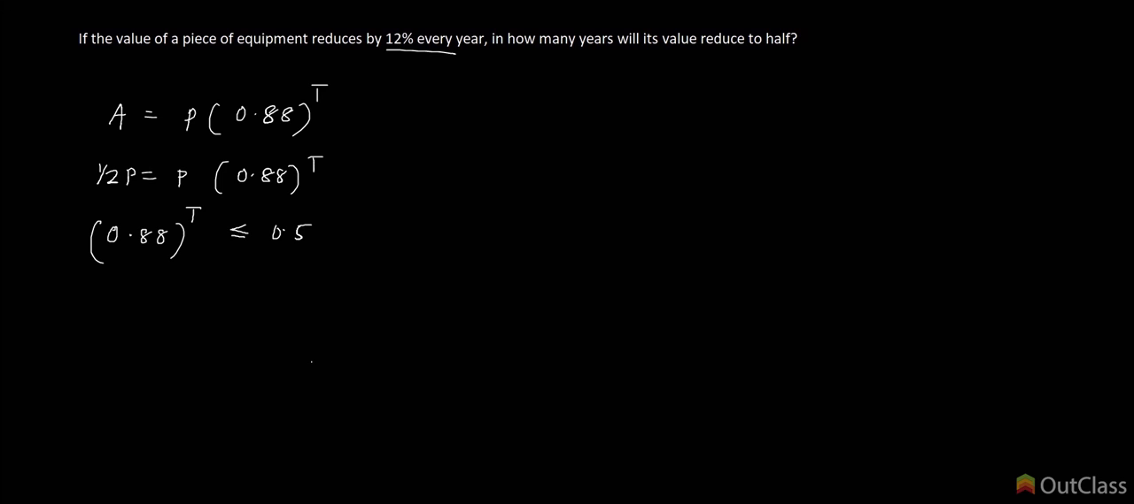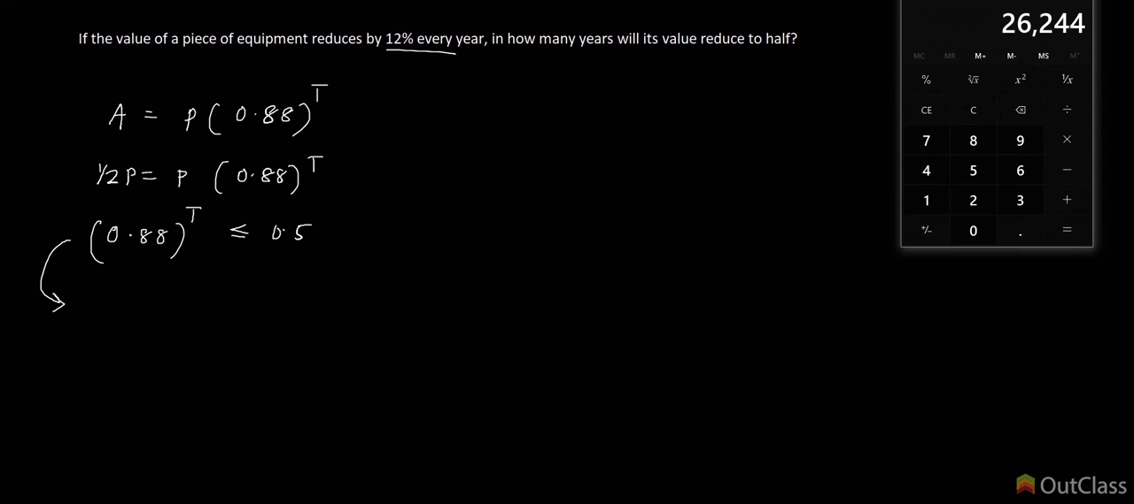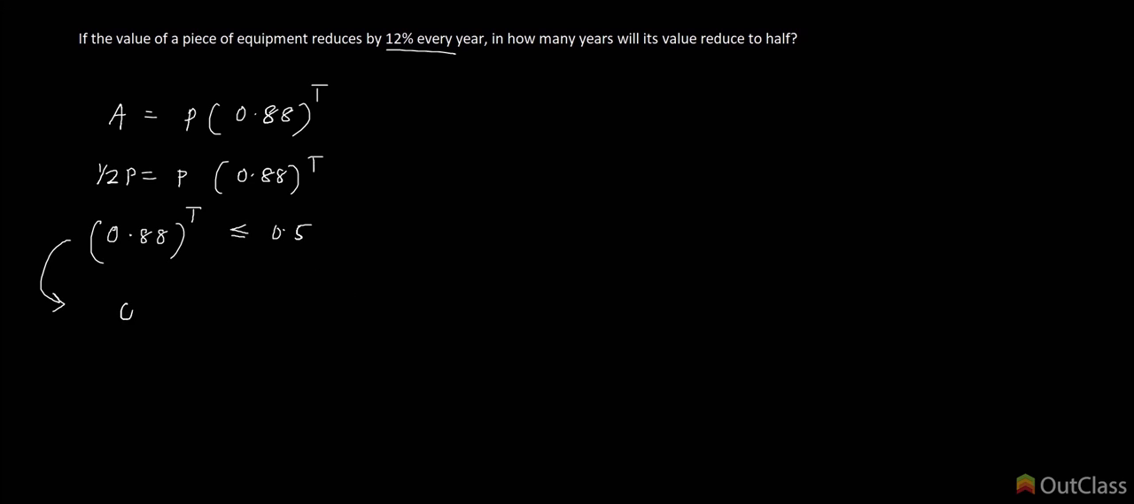And after this point, there is no point trying to solve this rigorously. If you want to make the t the subject, you will have to employ logarithms. No need to do that. Just take a calculator. 0.88 multiplied by itself once, twice, thrice, 4 times, 5 times. You'll see that it is the 5th time that it is becoming less than half. How much was that? It was 0.46. So it will take 5 years.